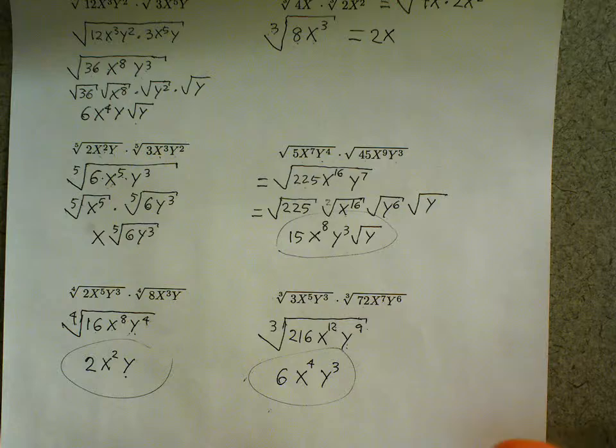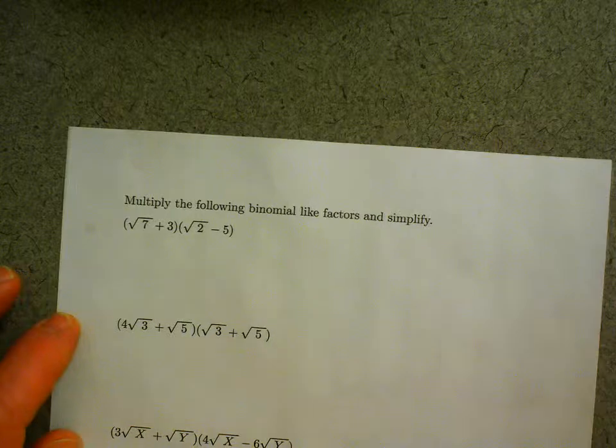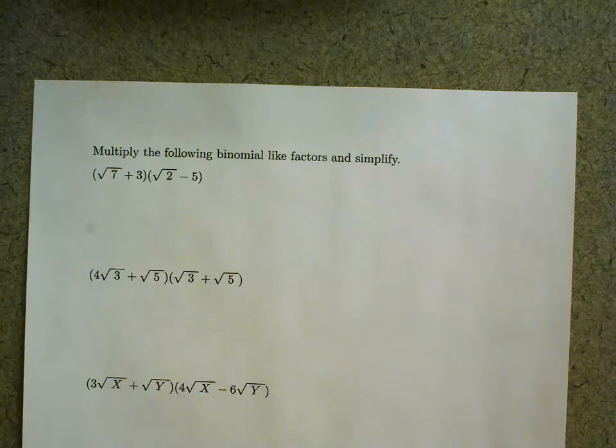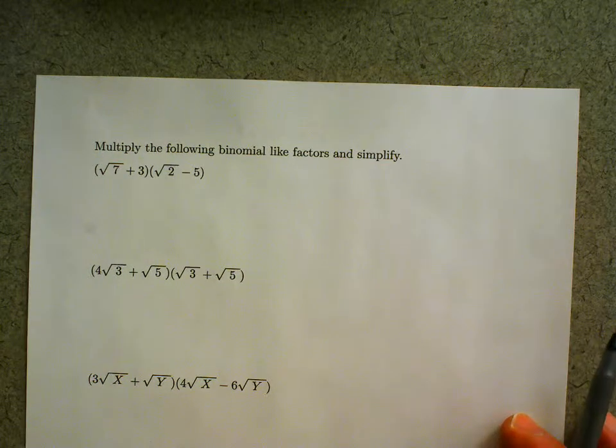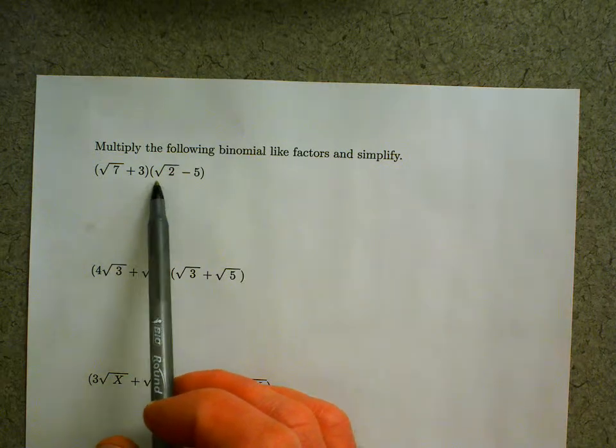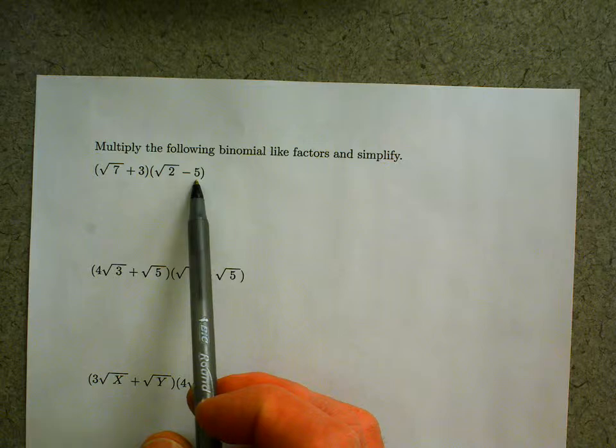Okay, let's look at the next page. Now we're going to multiply the following binomial-like factors and simplify. So here we have, in parentheses, the square root of 7 plus 3 times the square root of 2 minus 5.